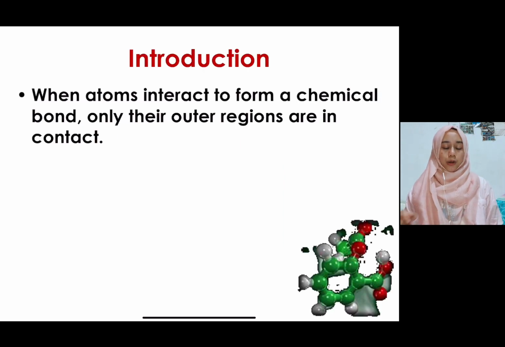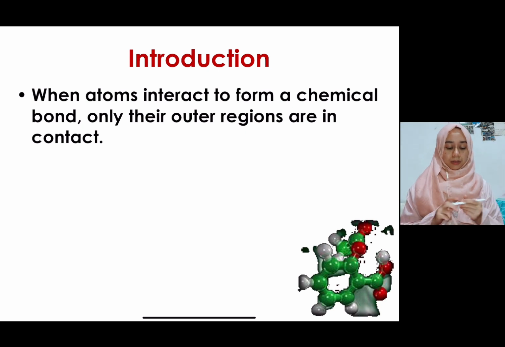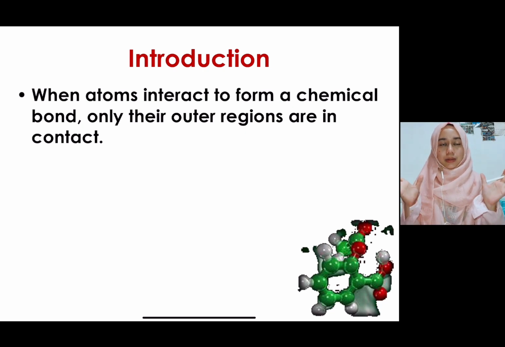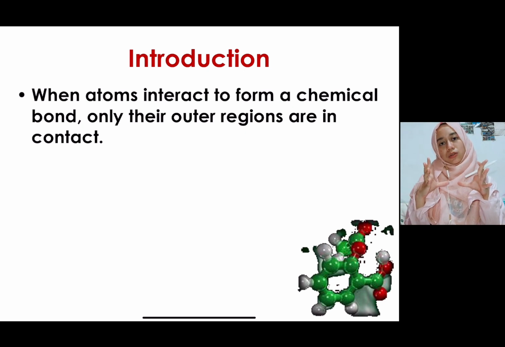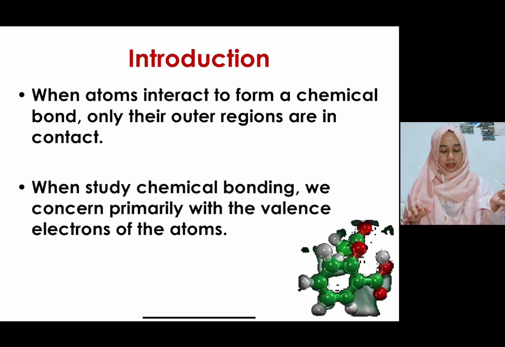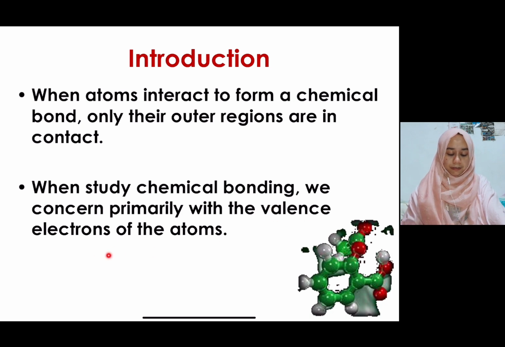When atoms interact to form a chemical bond, only their outer region is in contact. So basically when it wants to form a bond with another atom, only the outer part is involved. The electrons in the middle don't do anything. Only the ones on the outside are in contact. So when we study chemical bonding, we are concerned primarily with the valence electrons of the atoms. We only concern ourselves with the valence electrons.